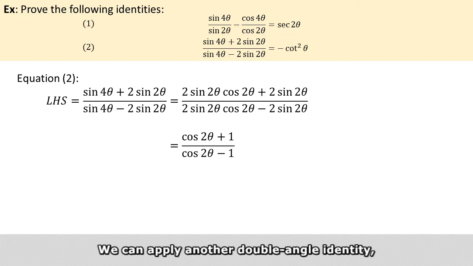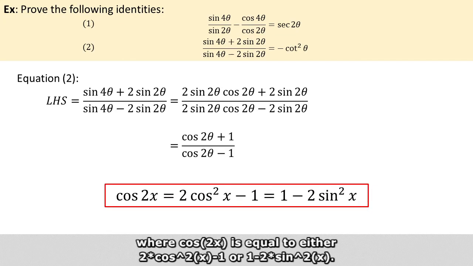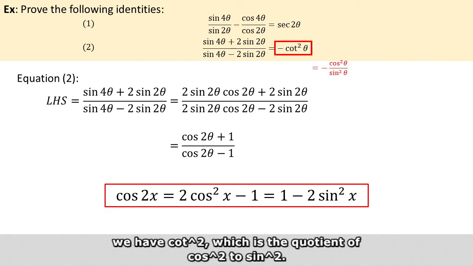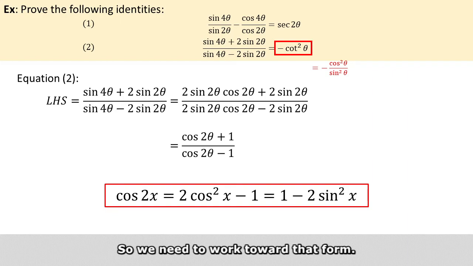We can apply another double angle identity where cosine of 2x is equal to either 2 times cosine square x minus 1 or 1 minus 2 times sine square x. The reason we want to use both of them is because on the right hand side we have cotangent square, which is the quotient of cosine square to sine square, so we need to work towards that form.